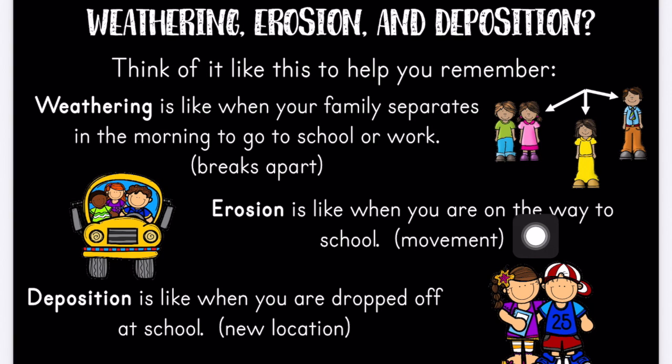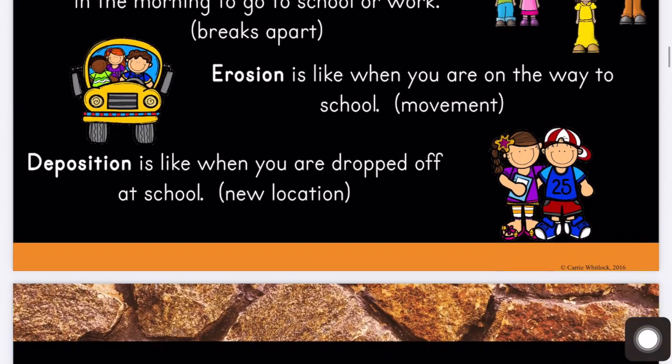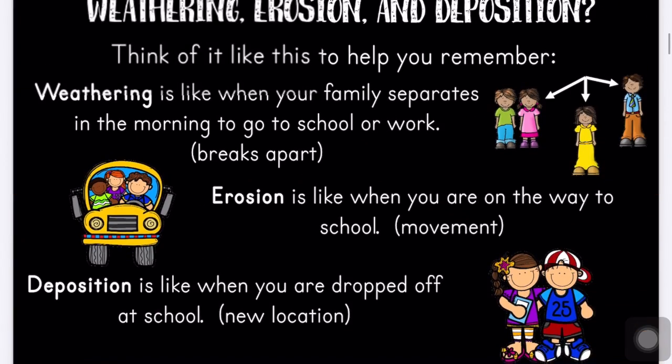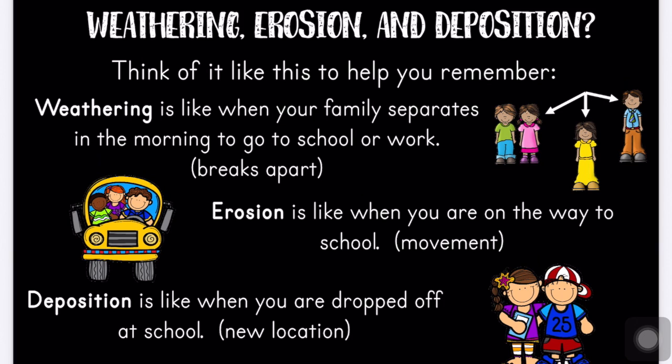Erosion is like when you are on the way to school. So you're moving, right? Maybe your mom takes you in her car to school. Your dad takes your sister to the high school, and then he goes to work, right? You're all moving. And then deposition is like when you're dropped off at school because you are then in a new location. It's my favorite way to learn about it. So you have a notes page that we're going to fill out together, and then we're going to talk about the different vocab words that go along with it.